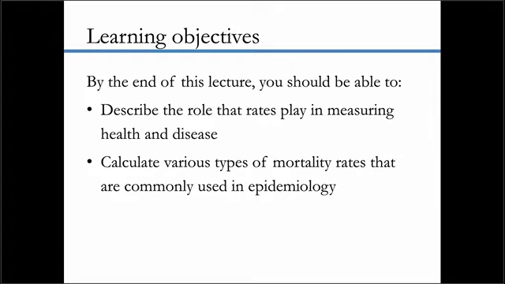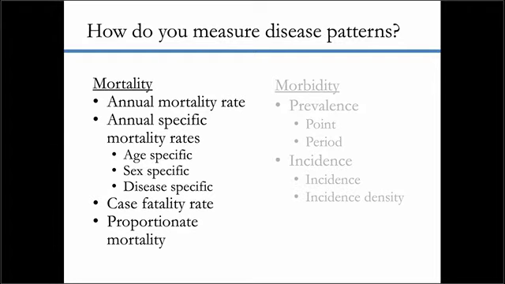So we previously talked about the different types of rates and ratios and proportions that we use within the field of epidemiology to describe disease. And in this particular lecture, we're going to focus on the mortality rates that are given here on the left-hand side. And we're going to go through several different types of calculations that you'll be required to use throughout the course to describe disease in the population.